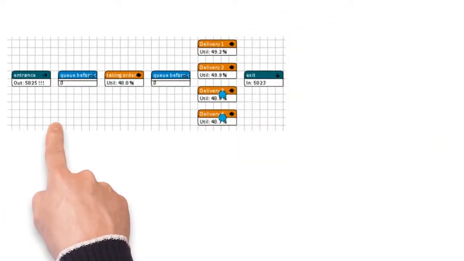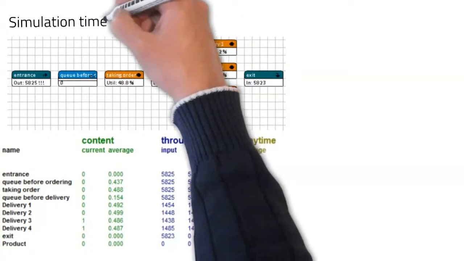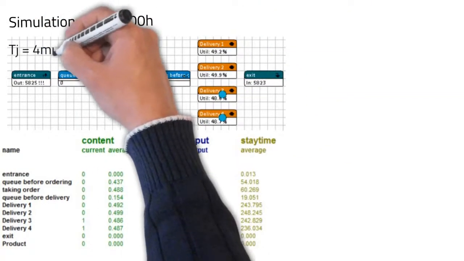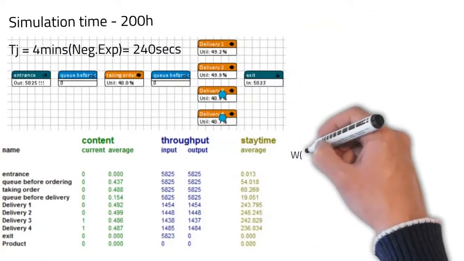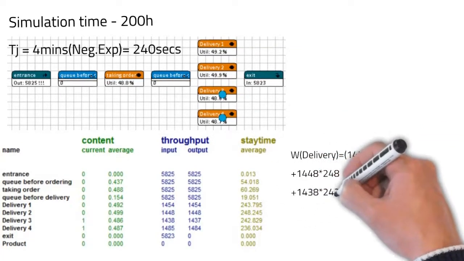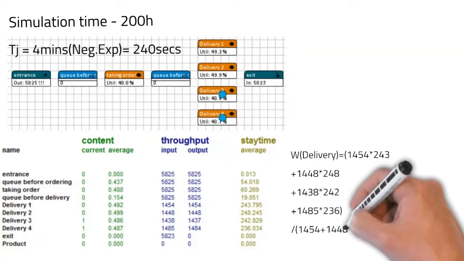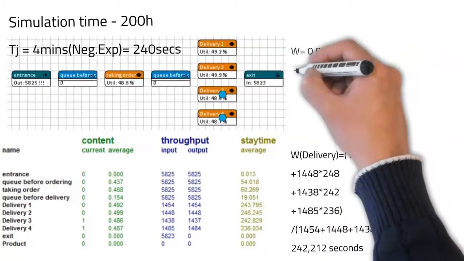When working with a system where the servers are positioned parallel to each other, there is a distinction when we're calculating the waiting times. The best way is to use the weighted average formula. So we would add the input times the average stay time of each server, divided by the sum of the input number of every server. So in this case, we arrive at 242 seconds.